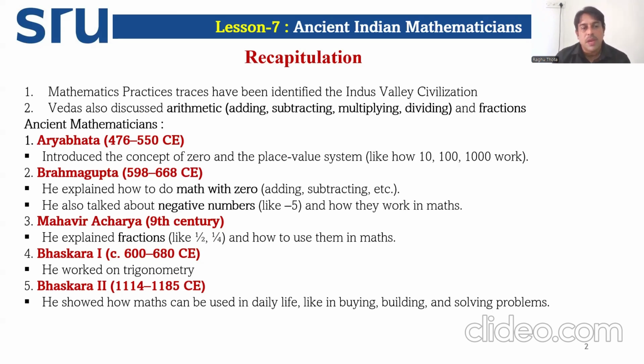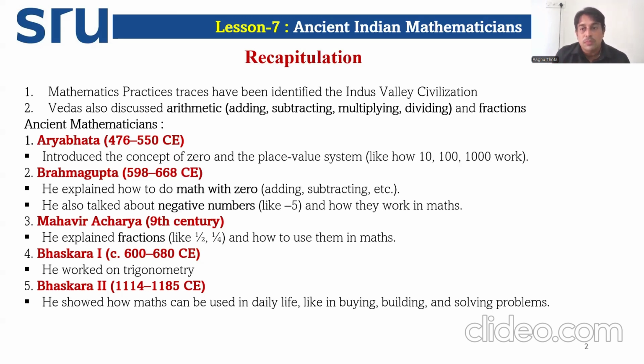And the second one is Brahmagupta. What is the role of Brahmagupta, our ancient mathematician? He explained how to use zero for mathematical problems. Whatever zero was introduced by Aryabhata, Brahmagupta explained how to use that zero for mathematical problems, such as additions and subtractions.